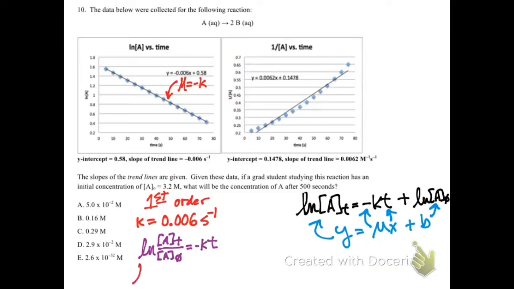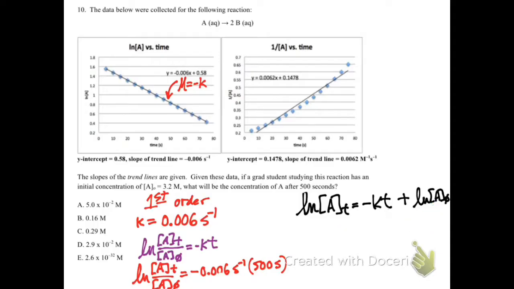So we have the natural log of a sub t divided by a sub 0 equals negative k, 0.006 seconds to the negative 1, times our time, which is 500 seconds. When we multiply these out, our units align, so our units are good here, and we can cancel out seconds times seconds to the negative 1. They'll just cancel out. And what we're left with is the natural log of a sub t divided by a sub 0 equals negative 3.